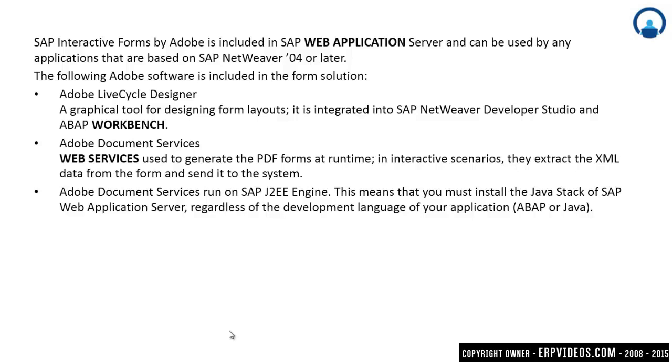And last we have Adobe Document Services, which runs on the SAP J2EE engine. This means that you must install the Java stack of the SAP Web Application Server regardless of the development language. That is, whenever we install the SAP Adobe Forms, we require this document service, where the data must be installed on the Java stack of that application server, that is a web application server, regardless of the development language, that is either Java using WebDynPro or ABAP using the ABAP Workbench which has been used by our application. So this is the Adobe software which has been included under the SAP system.